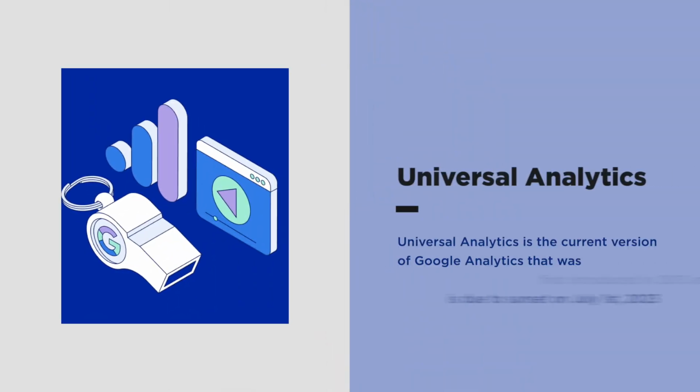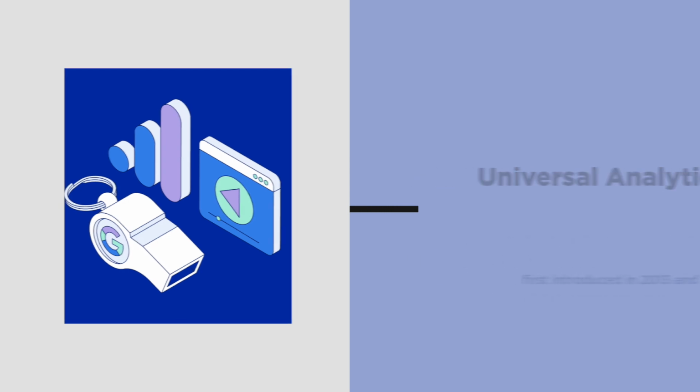Let's start with Universal Analytics, also known as UA. Universal Analytics is the current version of Google Analytics and was introduced in 2013. However, it's due to sunset July 1st, 2023. Universal Analytics is still widely used by many organizations at the time of this recording, but it has its limitations, and as mentioned, the sunset date is approaching soon.